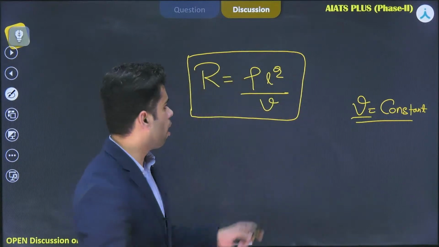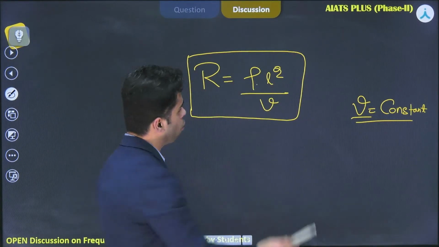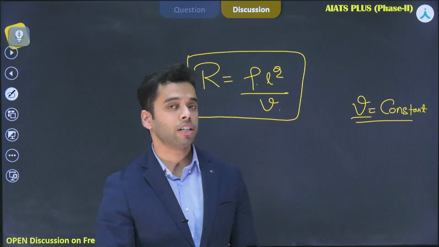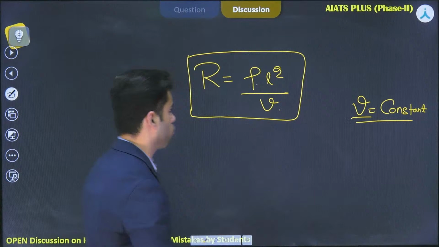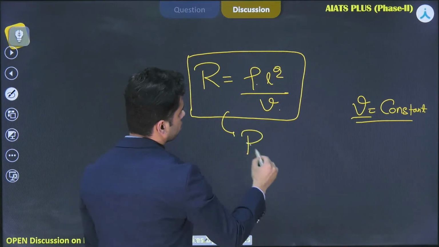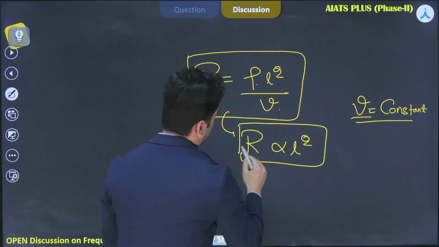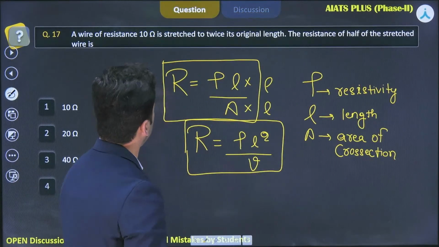Now in this formula, I have rho as constant and volume as constant. So resistance is varying with L square. That's why I changed the formula into this form. From this formula, I can write that resistance is proportional to L square. Now let's head back to the problem.